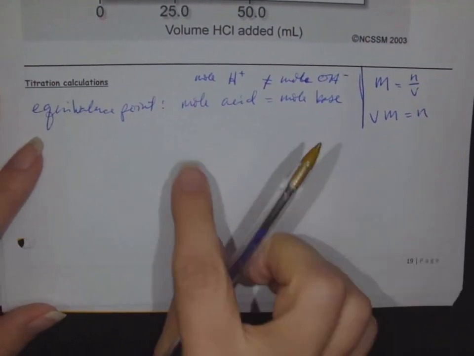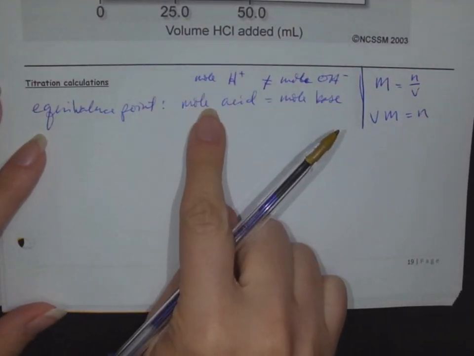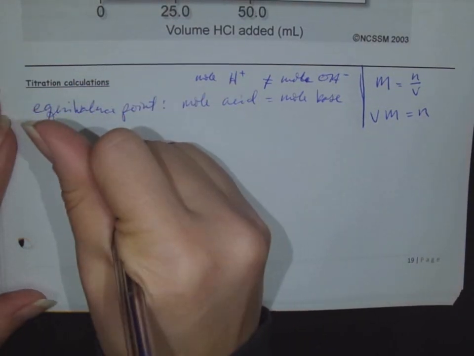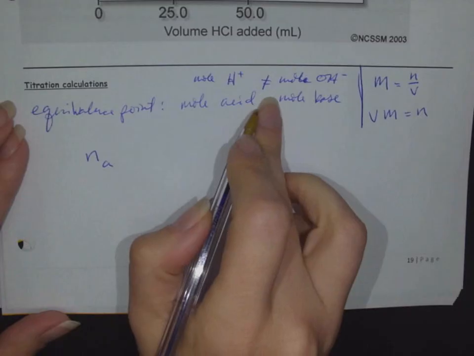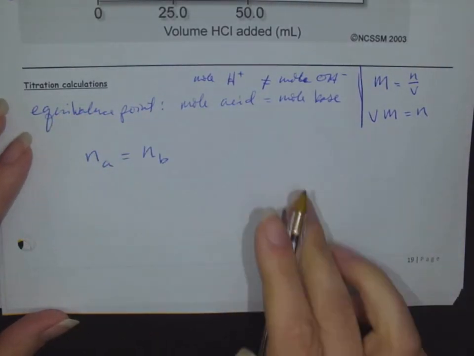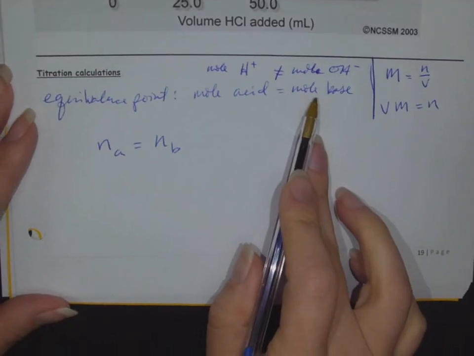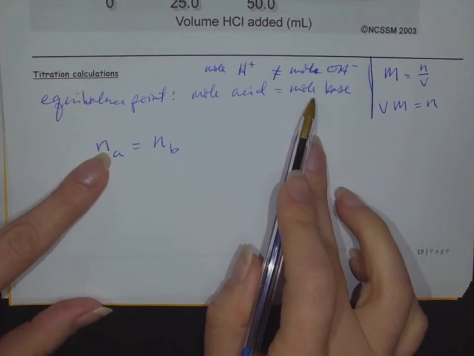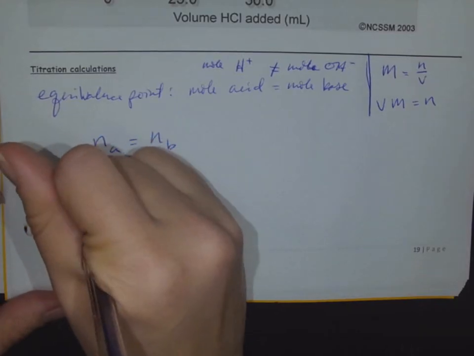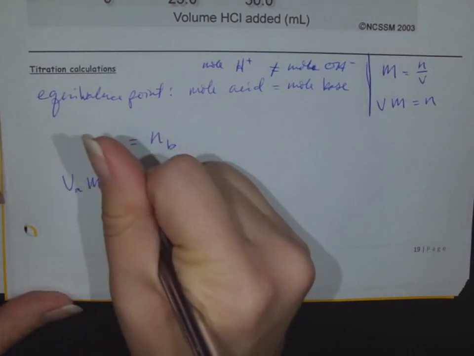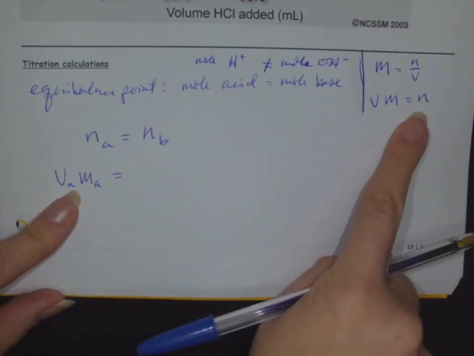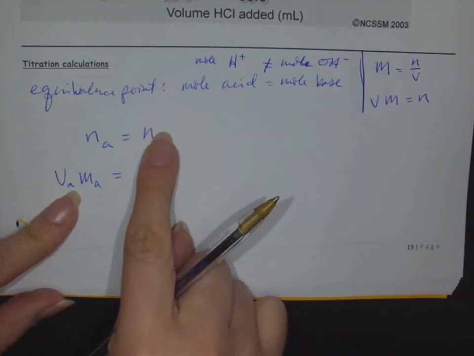Now at the equivalence point, we know that the moles of the acid has got to equal the moles of the base, right? That's what the equivalence point means. So instead of saying moles of acid, what if we replace it with volume of the acid, molarity of the acid, right? That's the same thing as moles of acid. I just proved that right here. And that will equal moles of the base.